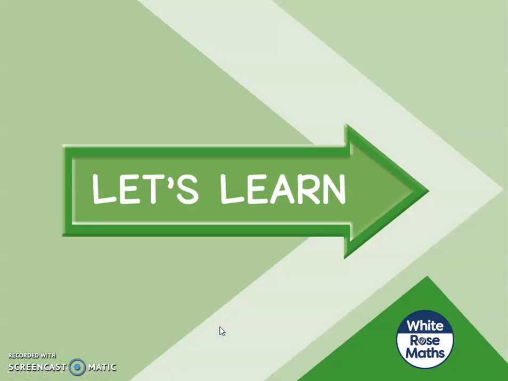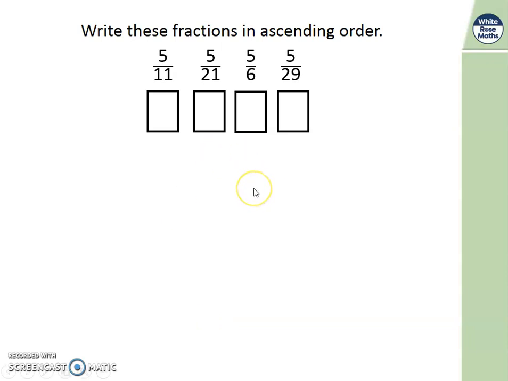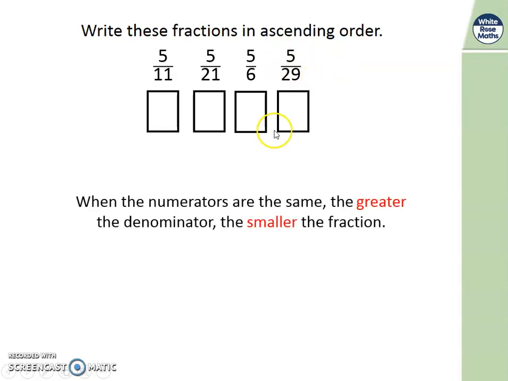Let's learn for today. We need to look at writing fractions in ascending order. Ascending order means the pieces get bigger. The amount of space they take up is bigger. So we start small and we get big in value of size. Let's have a look then. All the numerators are the same. The denominators are different. Remember this rule? When the numerators are the same, the greater the denominator, the smaller the fraction.